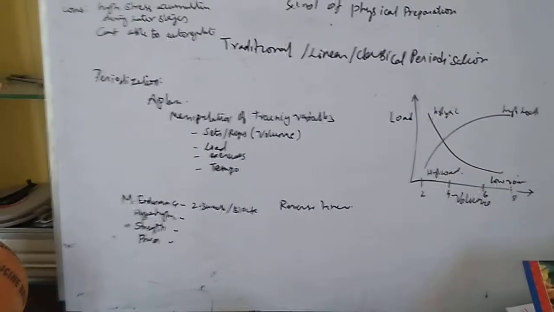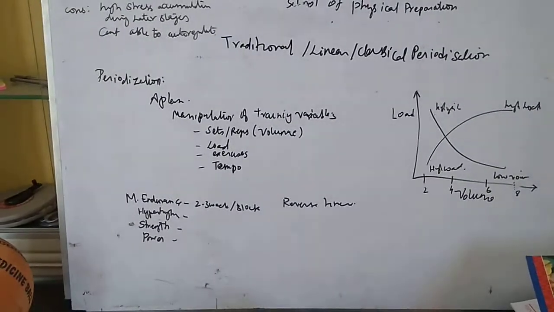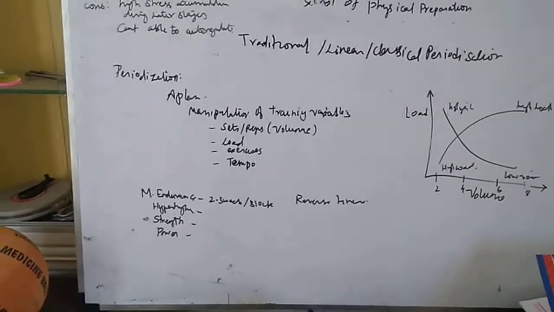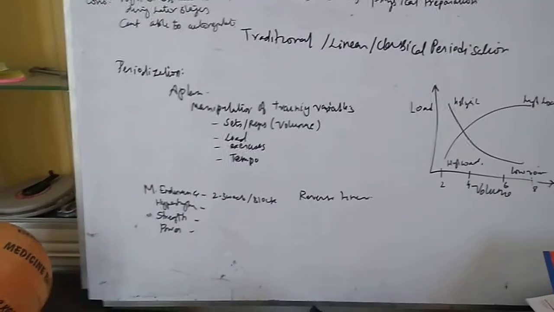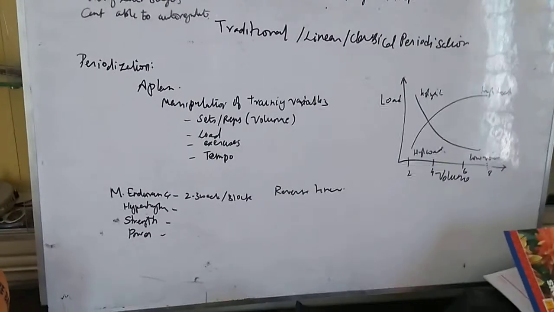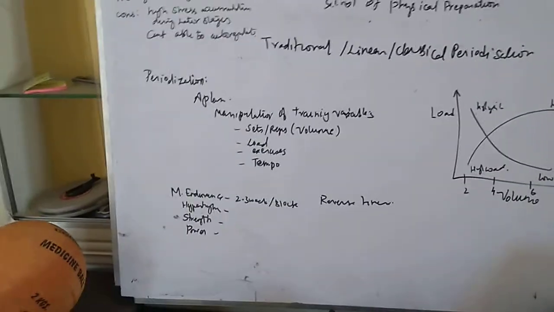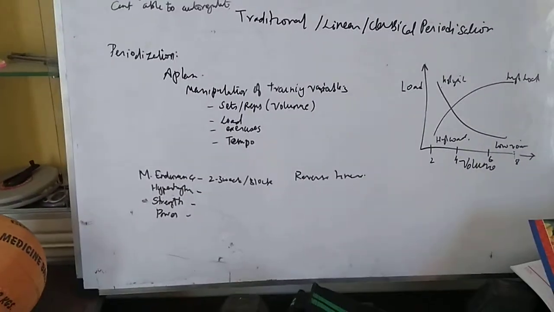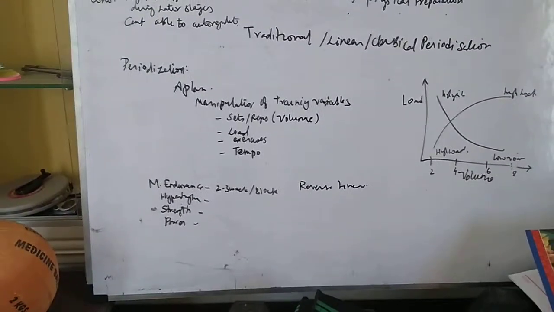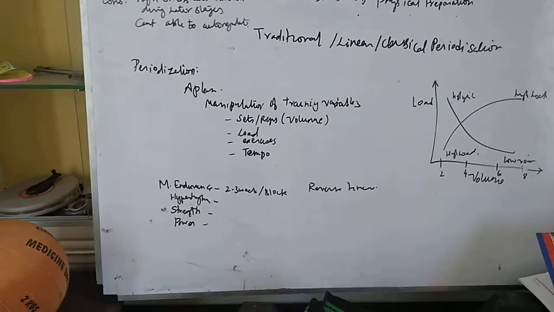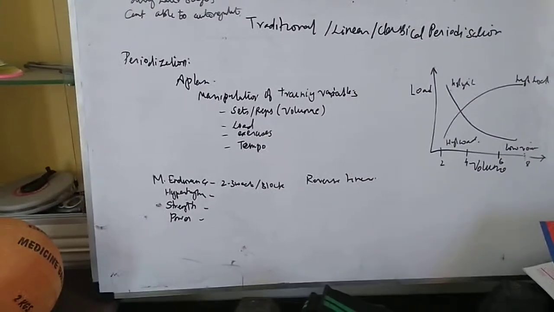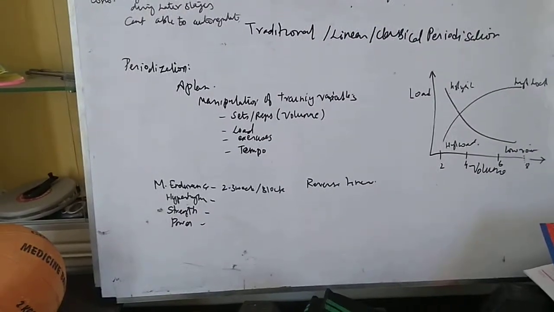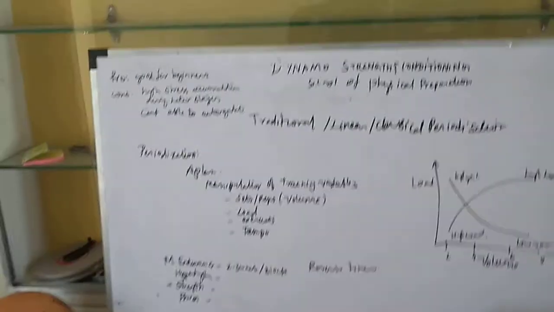This is not a textbook based definition. This is just my definition. Periodization is nothing but having a plan, that is, knowing to do something with the end in mind. In more technical terms, periodization is nothing but manipulation of training variables, which is sets and reps, total volume, load, exercise variation and tempo.